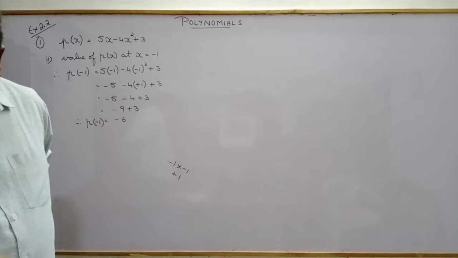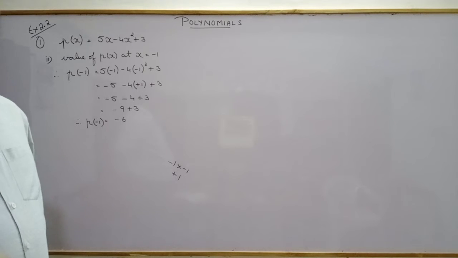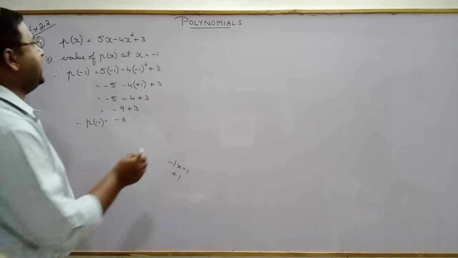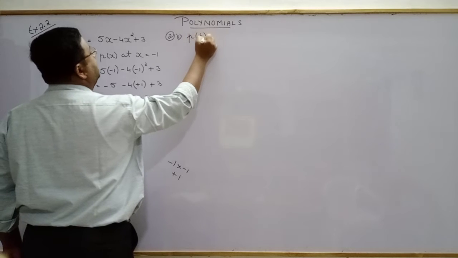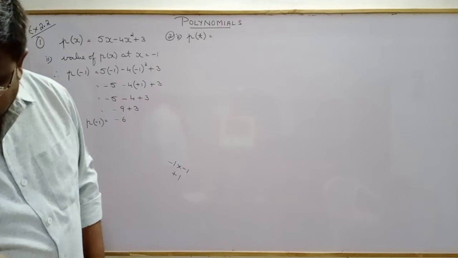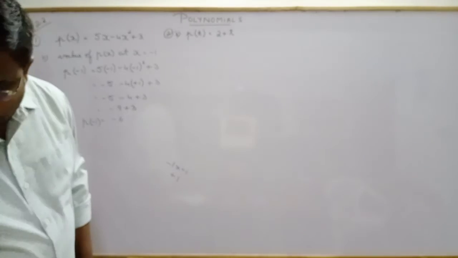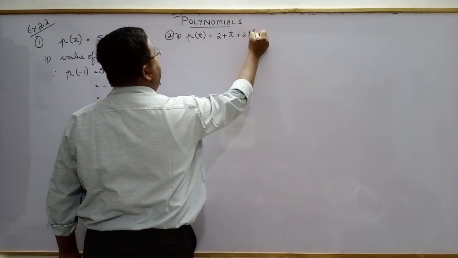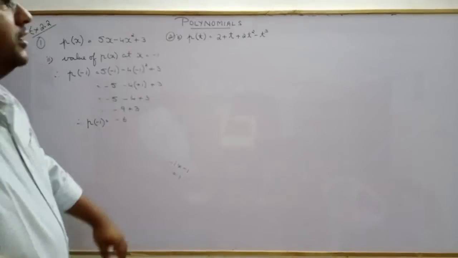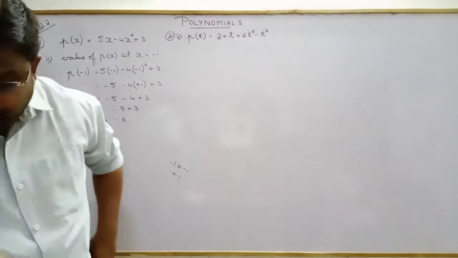You can see one of the polynomials is given in the form of y, the other one is given in the form of t. You just have to substitute the values. If I talk about the second question, second part, the polynomial is in the form of t, so it is written as p of t. p of t is equal to 2 plus t plus 2t square minus t cube. Now he says find the value of p of 0, p of 1 and p of 2.